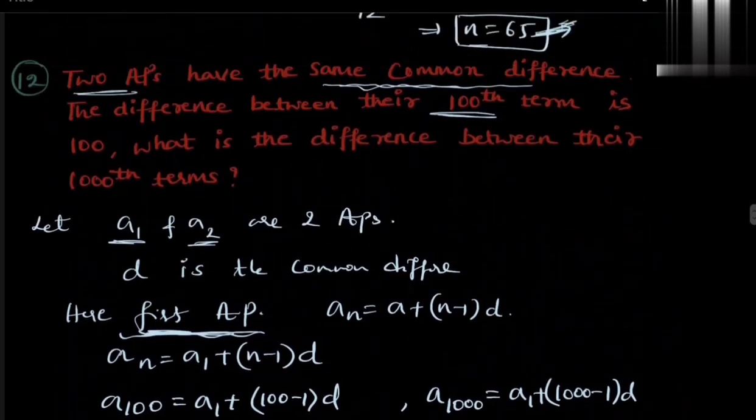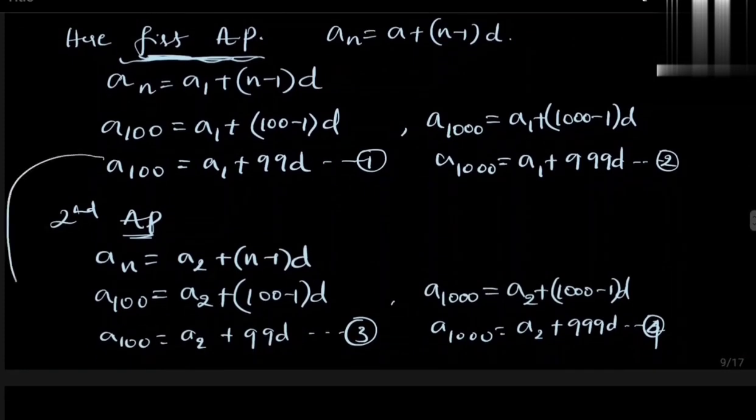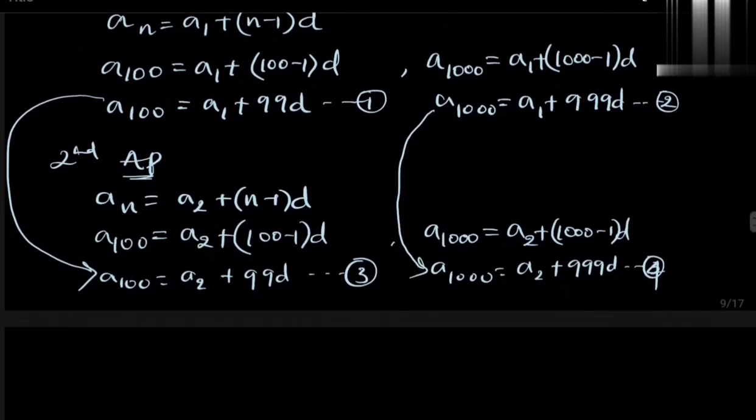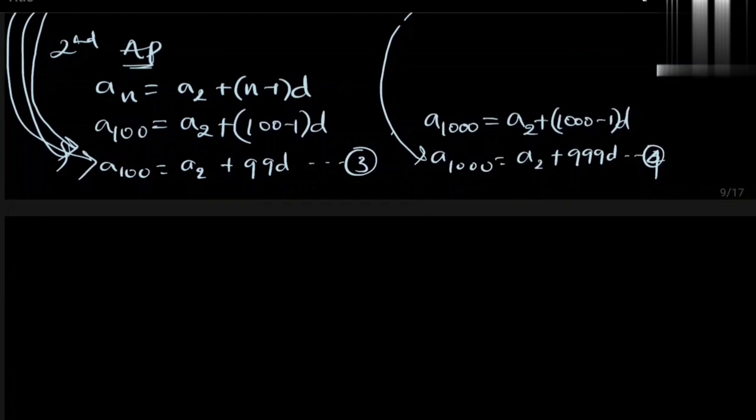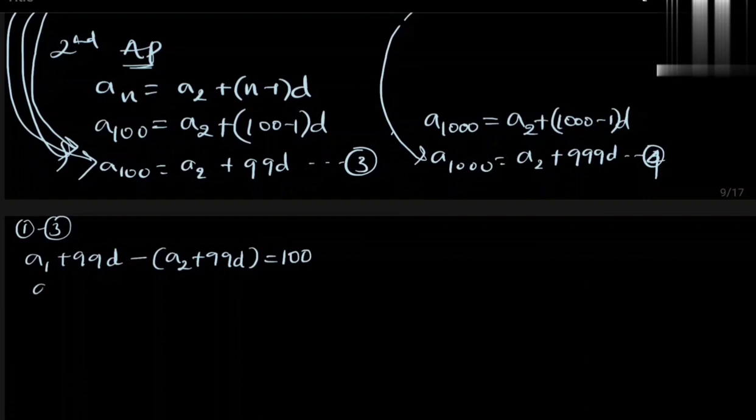So now they told us that the difference between the 100th terms is 100, means the difference between this term and this term is 100. So we want to find their difference now. So first, their difference given, that is equation 1 minus 3. So A1 plus 99D minus of A2 plus 99D is equal to 100. So remove the brackets, that will become A1 plus 99D minus A2 minus 99D is equal to 100. So here 99D minus 99D get cancelled, therefore it will become A1 minus A2 is equal to 100.